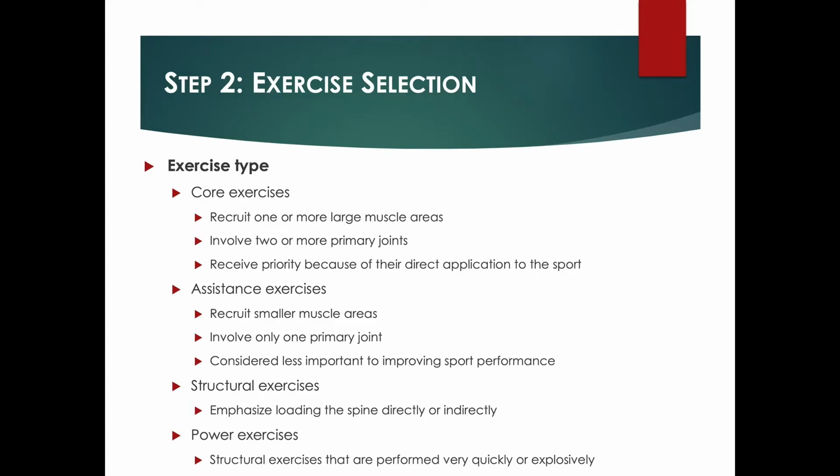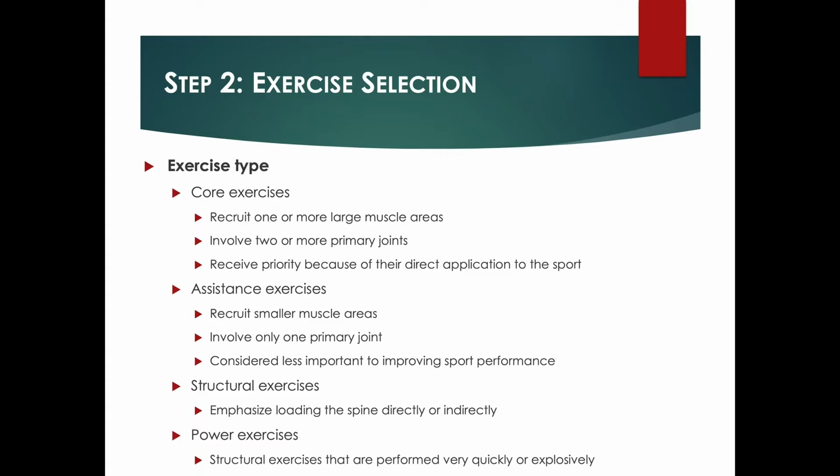And then you have assistance exercises. They recruit smaller areas, involve only one primary joint, and are less important in improving sport performance. This would be like an overhead press, so military press, RDLs, leg curls, leg extensions, something along those lines. And within core and assistance, you also have structural and power exercises.